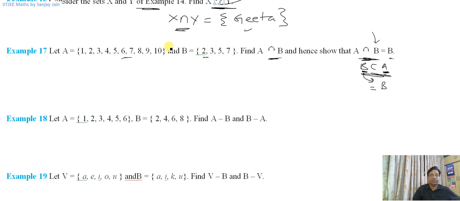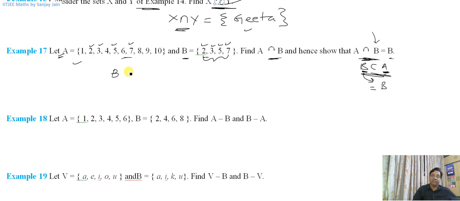So let us check here. In set B, I have got 2, 3, 5, 7. And in set A, do I have all the elements of B? Yes, 2, 3, 5, 7. So what are the common elements? Obviously, all these elements are common to both of these.